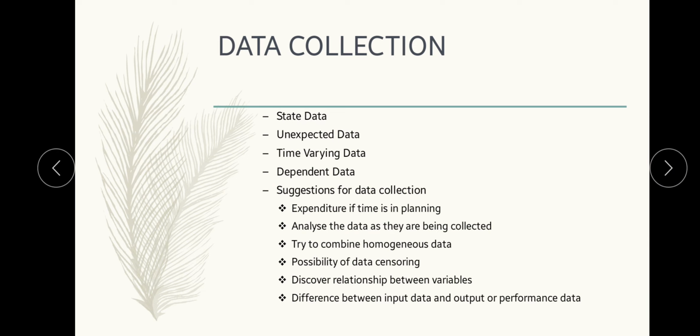The next suggestion is to try to analyze the data as they are being collected. Whenever you collect the data, analyze whether the data is adequate and proper, and whether the distributions are needed as an input to the simulations. Find out whether any data being collected are useless to the simulation. If any useless data have been collected, try to neglect it. The third suggestion is to try to combine homogeneous data sets. Homogeneous data sets are similar kinds of data that can be combined.